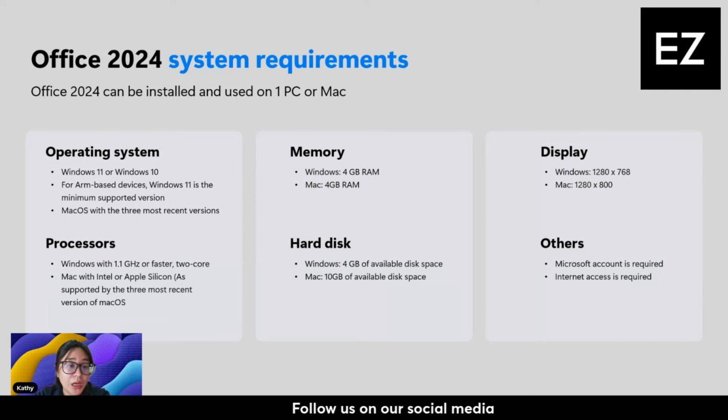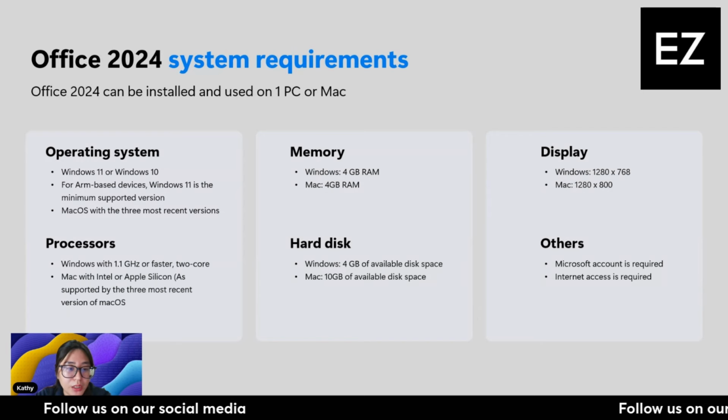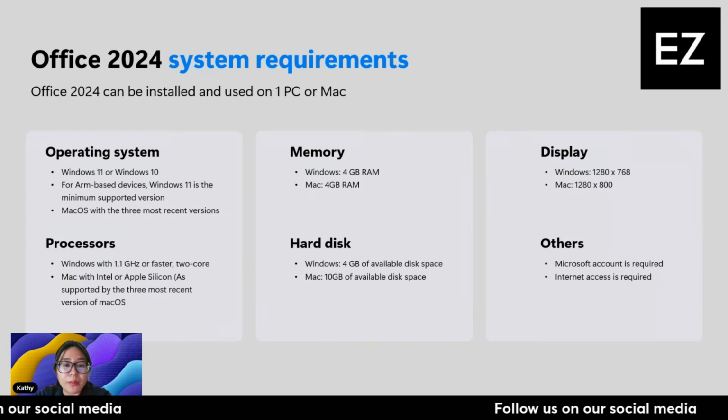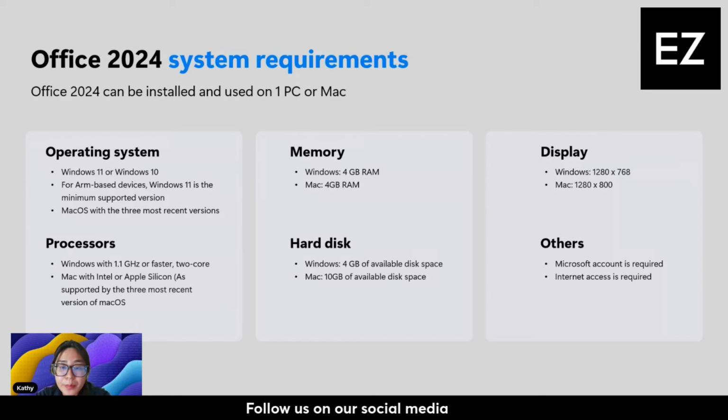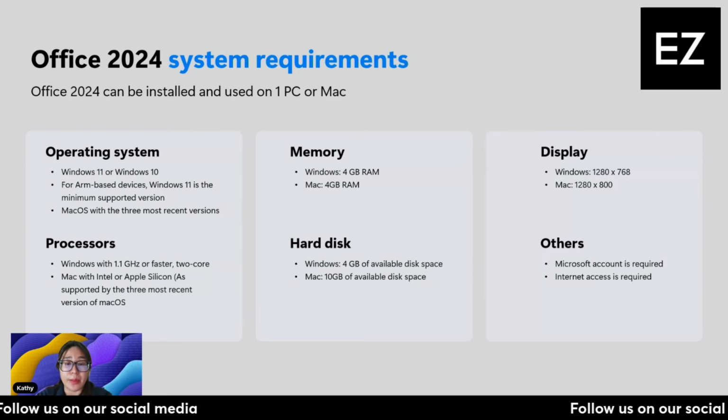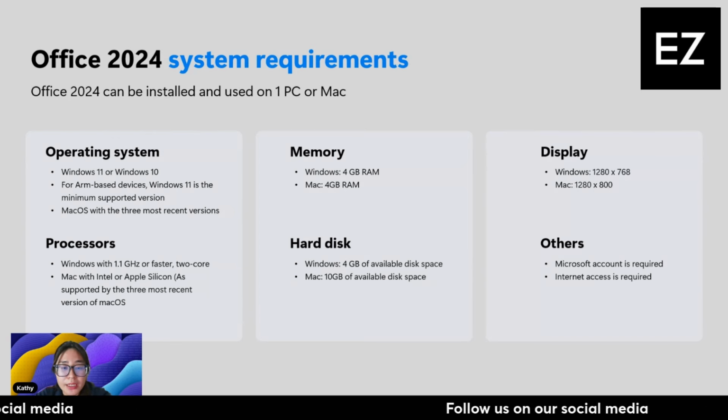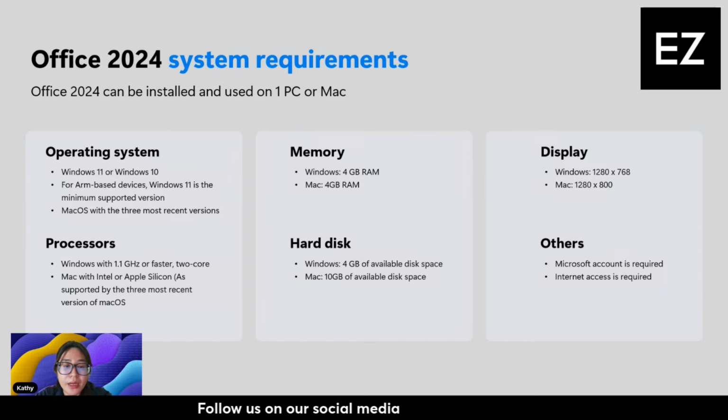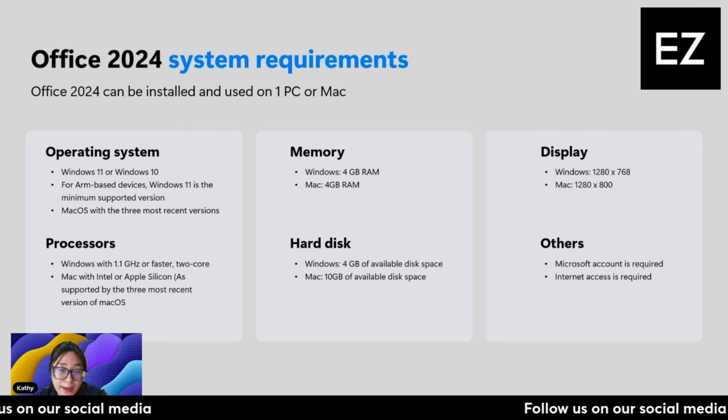Okay, so there are a few requirements here in terms of the processors as well. All right, memory for Windows and for Mac, okay, 4 gig RAM. All right, you can see some things are a little bit similar for Windows or Mac PC. However, for hard disk, for Windows, you require a minimum of 4 gig of available disk space, and for Mac, it would be 10 gig.